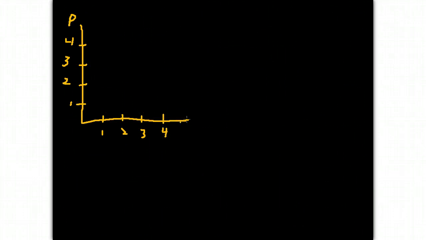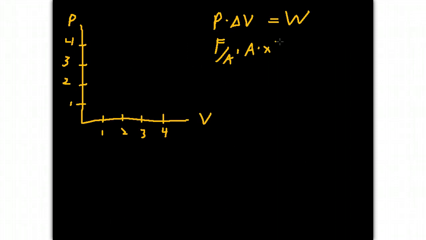Alright, I have a fresh PV chart for us to work with here. And what we're going to do is relate this pressure-volume diagram to work. So if we think about what we had previously said, pressure times a change in volume gives you work. Because this is, of course, force per area times distance, which is none other than force times distance, which is exactly what we expect when we're looking for the work done by the force in question.